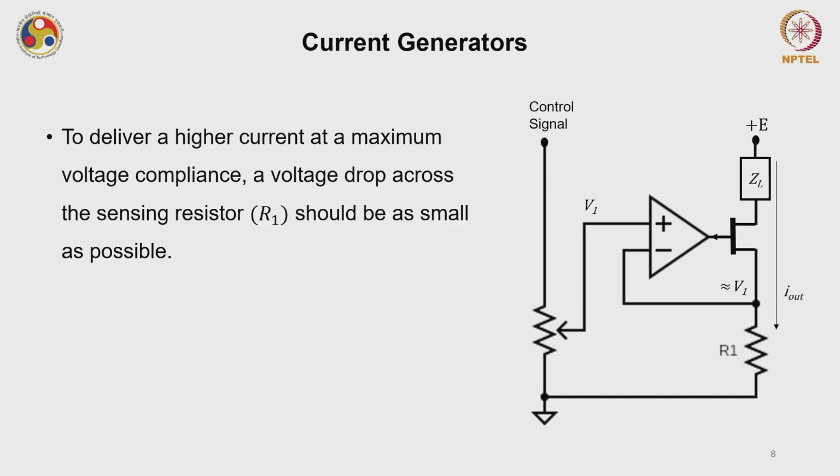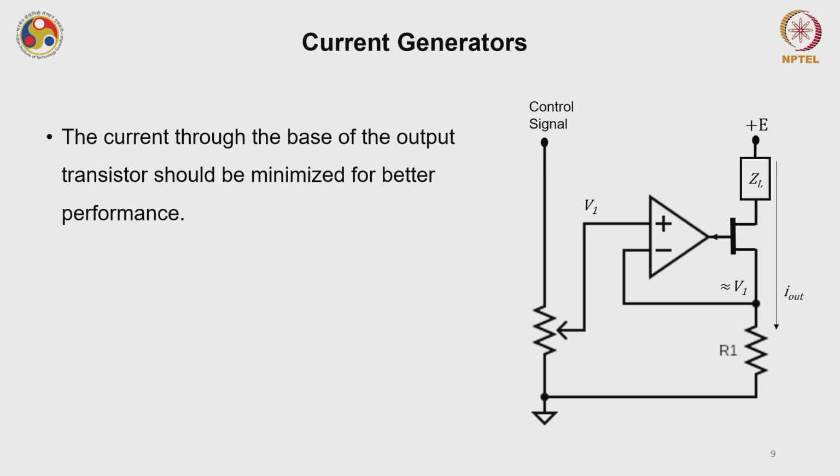To deliver a higher current at a maximum voltage compliance, the voltage drop across the sensing resistor R1 should be as small as possible. Let me call it VR1, so this VR1 should be as small as possible. The current I out can simply be VR1 divided by R1. The current through the base of the output transistor should be minimized for better performance.